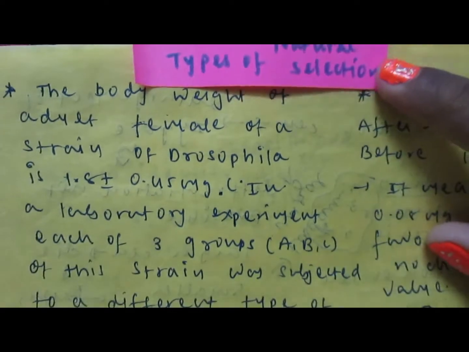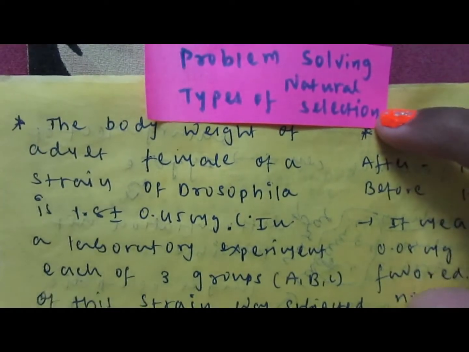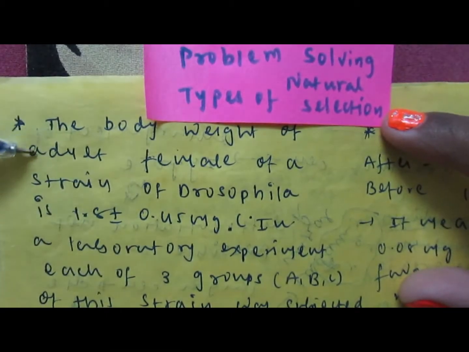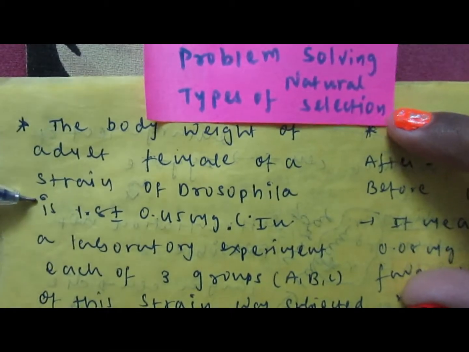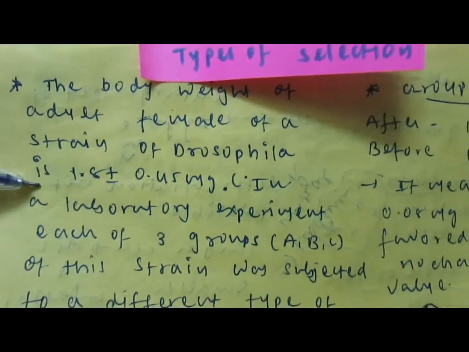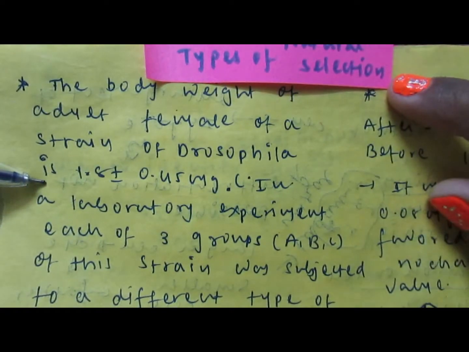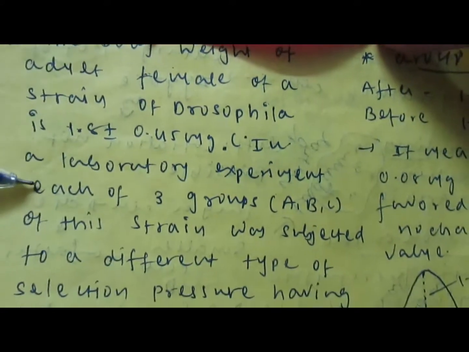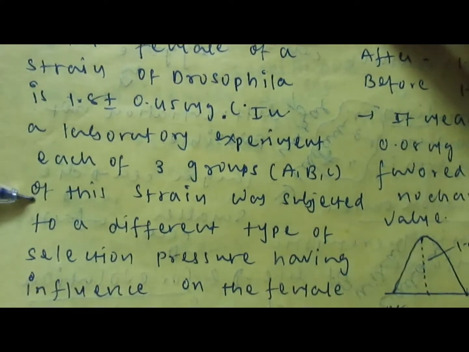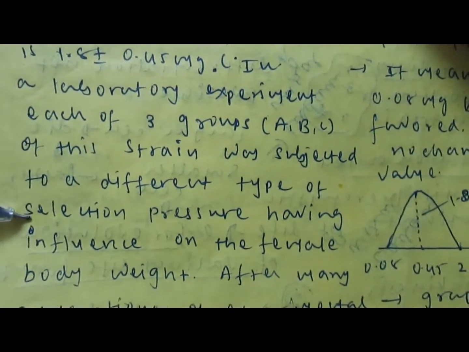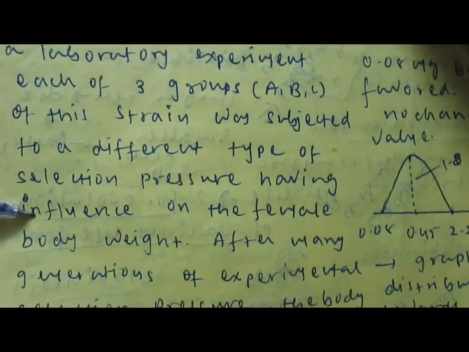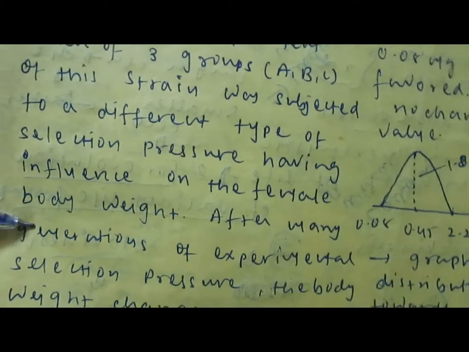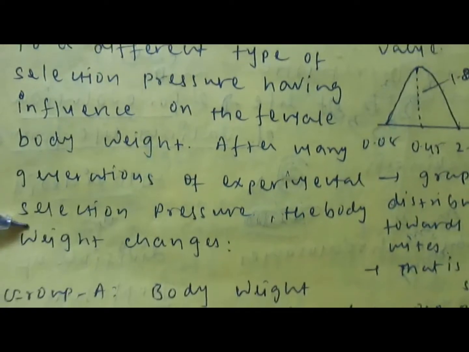Today we will try to solve the problem related to types of natural selection. Okay, so here is the problem. The body weight of adult female of a strain of Drosophila is 1.8 plus or minus 0.45 mg. So in a lab experiment, each of the three groups, denoted as A, B and C, of this strain was subjected to a different type of selection pressure, having an influence on the female body weight. After many generations of experimental selection pressure, the body weight changes.